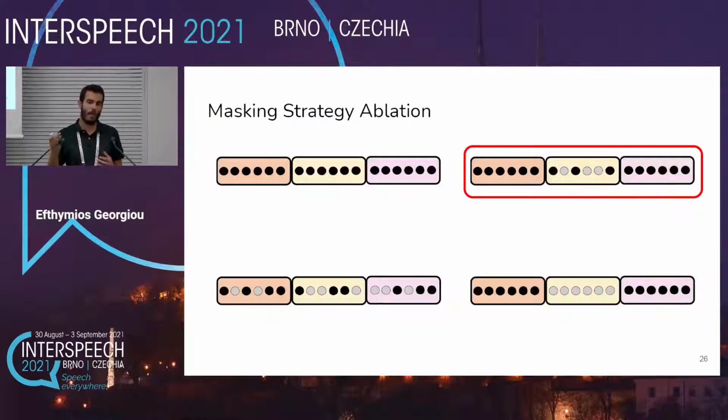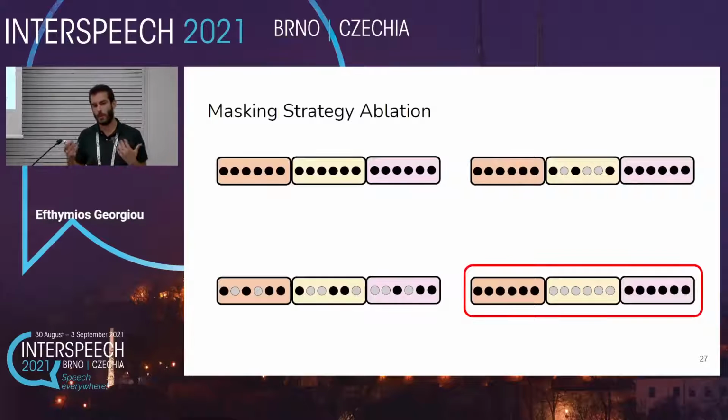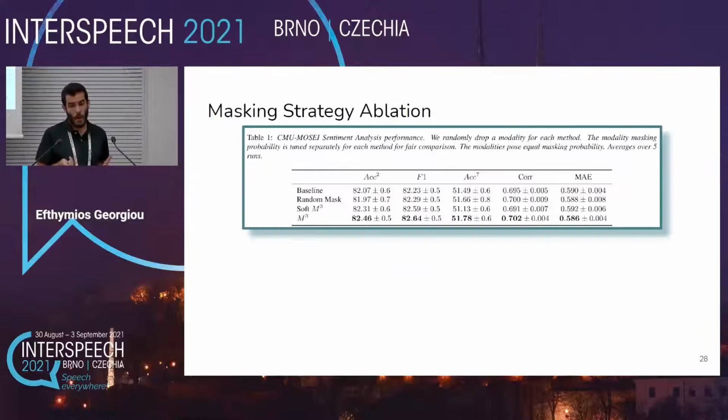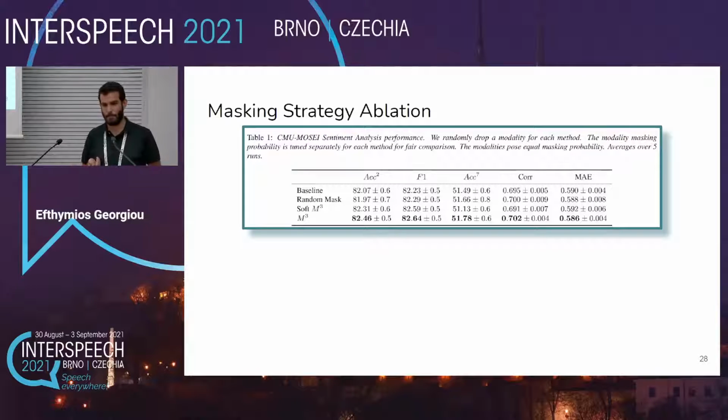Here is a softer version of M3, in which we randomly pick a modality at every time step of the multimodal sequence, but we only mask a random part of that particular modality. And of course, M3, in which we randomly pick a modality at every time step and we mask all the features from that particular modality. The results from that experiment are shown in this table.